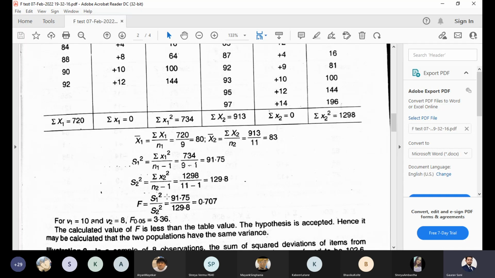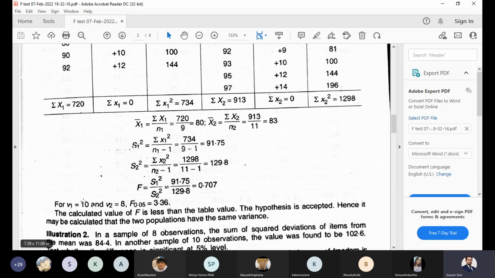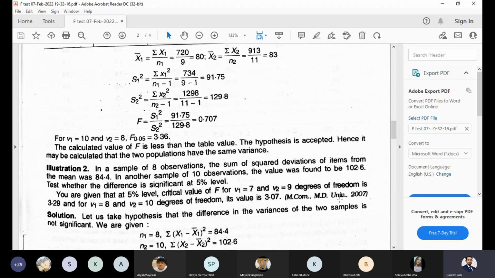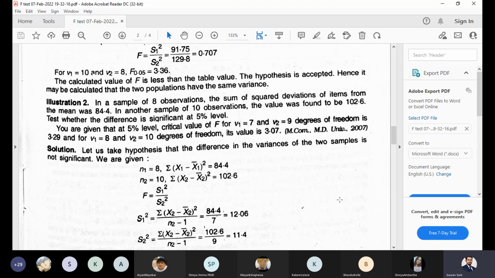So F is equal to s1 square upon s2 square. That is 0.707. Nu1 is 10, nu2 is 8. Okay, this is the calculated value. The calculated value of F is less than the table value. The hypothesis is accepted. Okay, just like the previous one, nothing new.